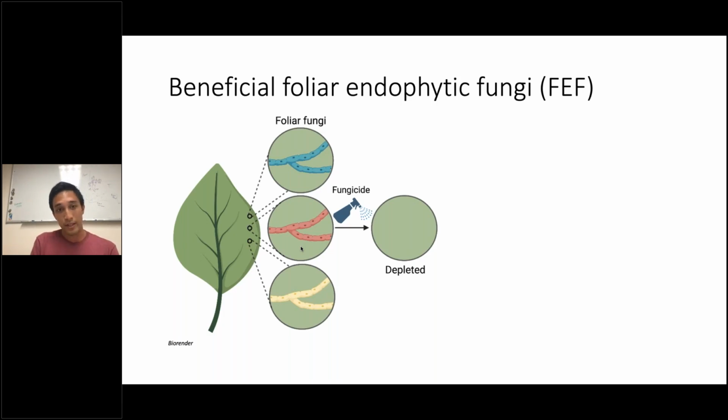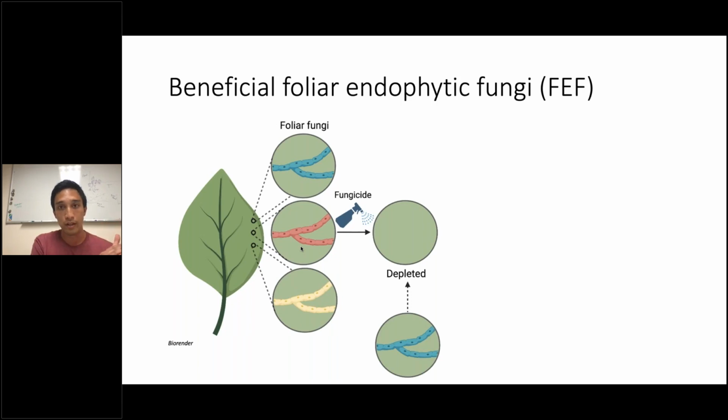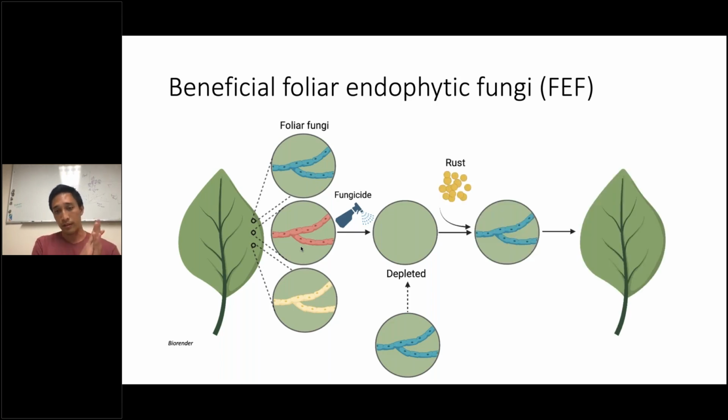So our idea in this project, after the leaves were depleted by fungicides, was to reintroduce these beneficial foliar endophytic fungi, and you can call them FEF. I'll probably call them that for the rest of the presentation. By introducing these beneficial FEF back into the leaf community, we can take up that free real estate with these beneficials and prevent the rest from recolonizing the leaf, and hopefully create or maintain a healthy leaf microbiome and a healthy leaf in general.